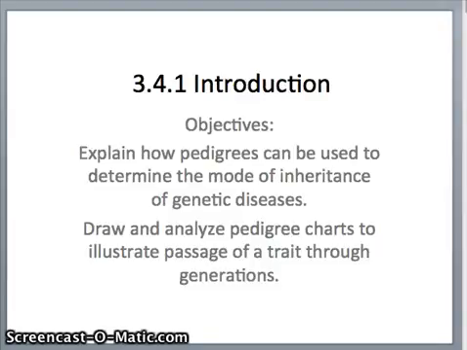All right, in 341, we're going to learn about how pedigrees can be used to determine how traits are inherited and determine who might be getting the trait. Since sickle cell is a genetic disease, this is actually very important for people who might think sickle cell runs in their family and the probability of them passing it on to their child.